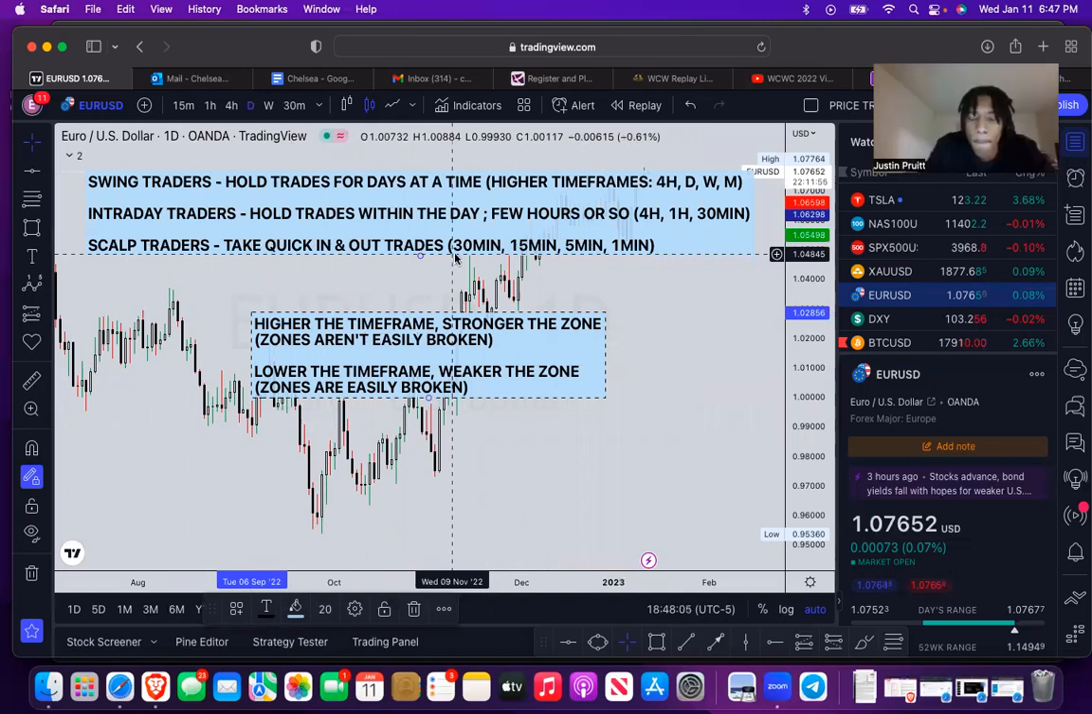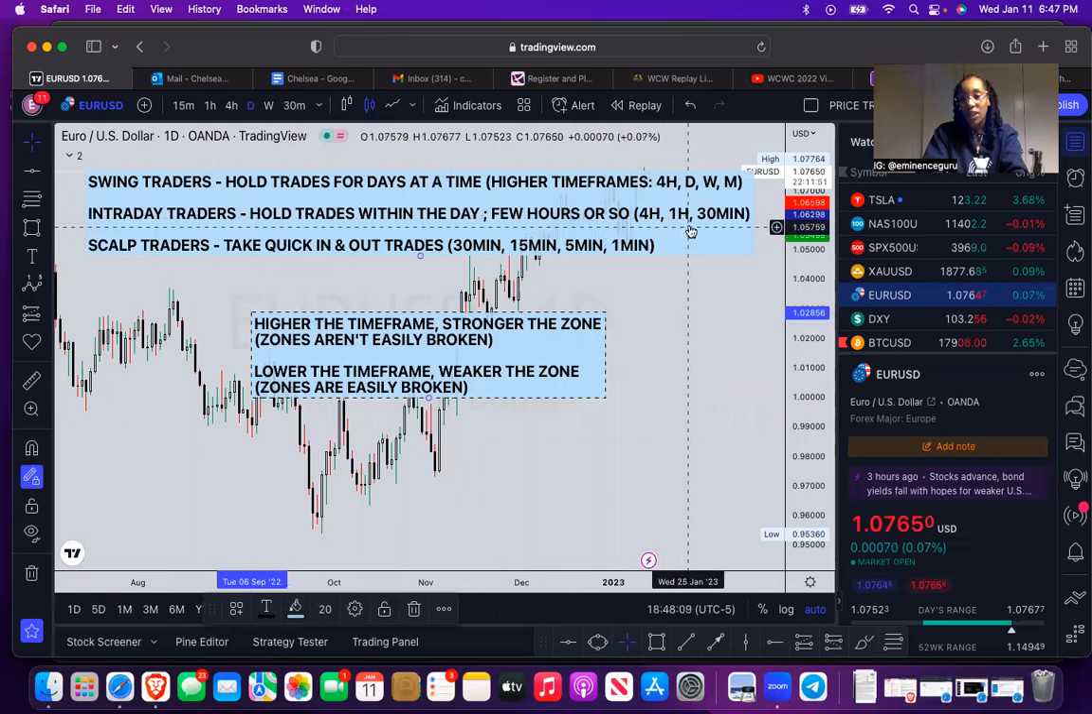Your intraday traders, they'll catch a move from these time frames here, because as you get a little bit higher, the zone gets a little bit stronger. So they may hold for a few hours or maybe just an hour, maybe 30 minutes. While your swing traders, they're looking at those higher time frames, so they know it's going to be bigger moves.